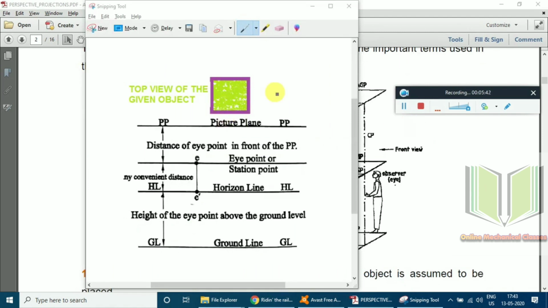Okay, so you are able to see this image. The top view of the given object, we said very clearly, will be placed in the third quadrant. It is third angle projection. The top view of the given object will be above the picture plane. I'll just come back to this. So this is the picture plane and ground line.